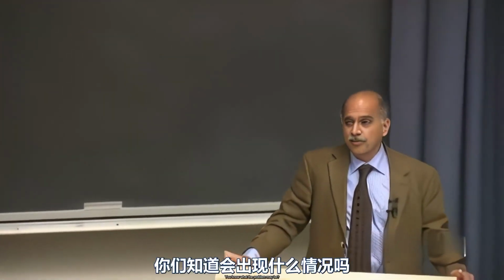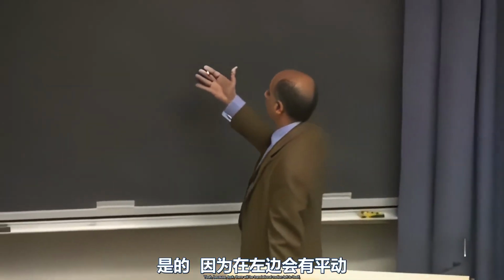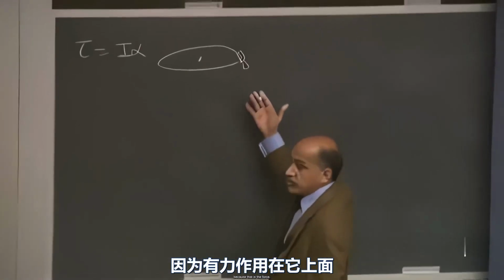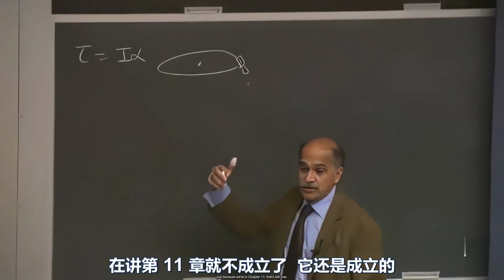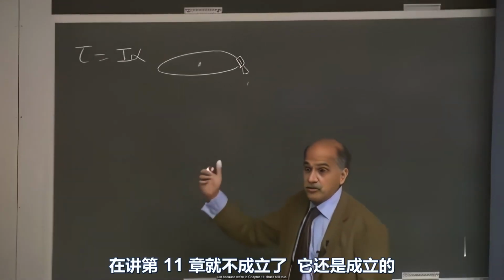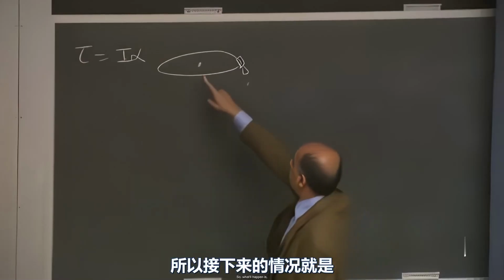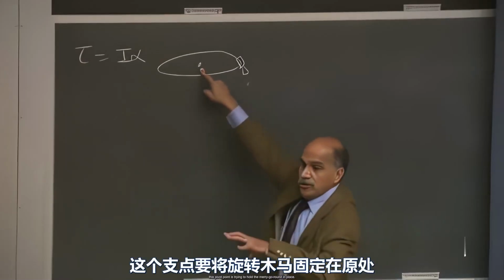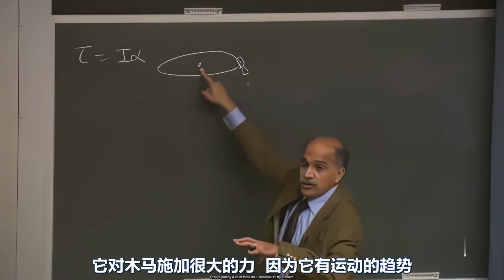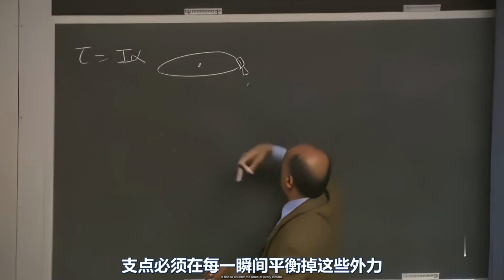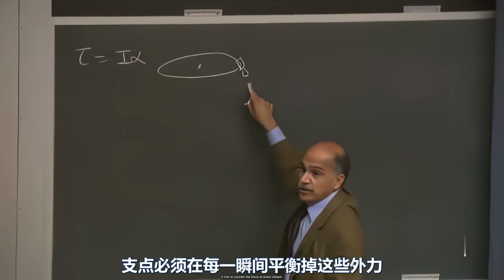You know what the problem may be? It certainly exerts a torque, yes. There might be translational motion. Yeah, because look, there will be translational motion left to itself because there is a force. And F equals ma has not gone away just because we're in chapter 11. That's still true. So what will happen is this pivot point is trying to hold the merry-go-round in place. You're putting a lot of force on it because it'll try to move. It has to counter the force at every instant.